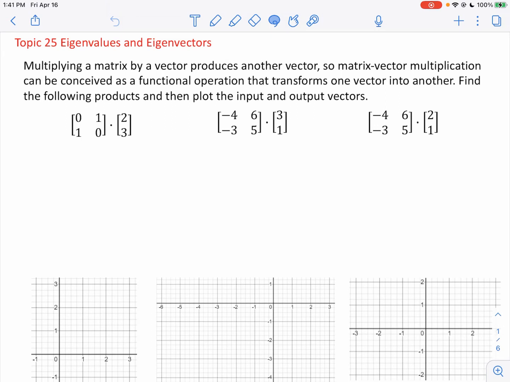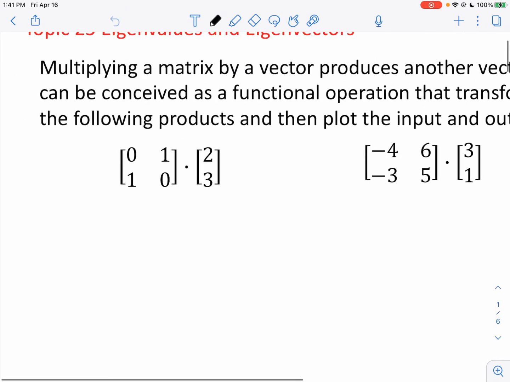Find the following products and then plot the input and output vectors. So we're going to consider this vector here to be the input vector, and it's going to be multiplied by this matrix. And the vector we get back, we'll call that the output vector. So matrix vector multiplication. The 2, 3, remember we bring them up here, and we drop them onto these entries, multiply corresponding entries and add, and then multiply corresponding entries and add. And that's how we produce our new vector.